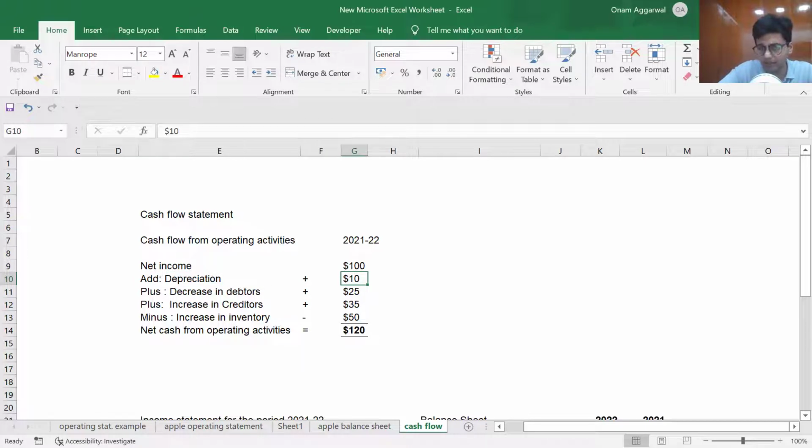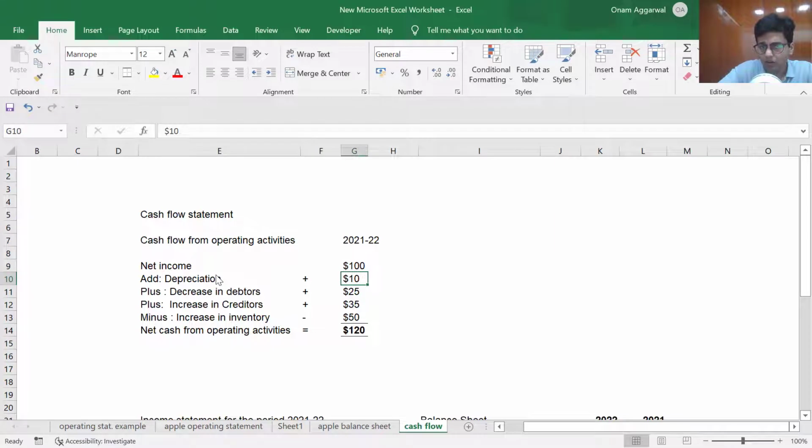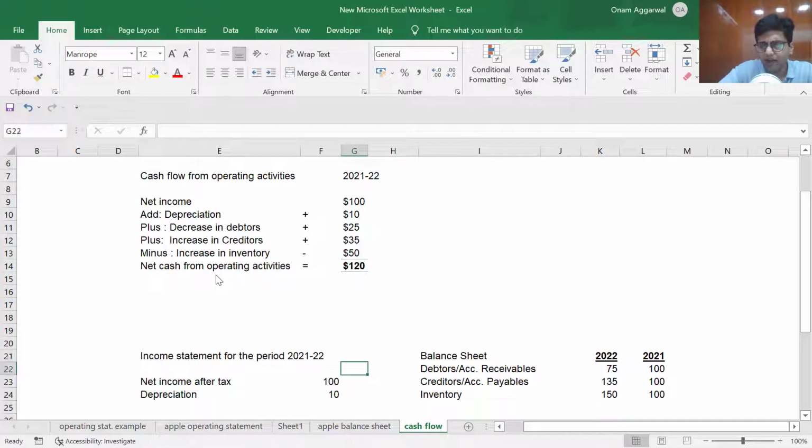Let's assume it was a $10 depreciation. Now comes the working capital effects. Like I said, there will be non-cash expenses that need to be added and the working capital effect has to be plus or minus. So how do you calculate working capital effects? Well, working capital effects are very simply taken from the balance sheet.